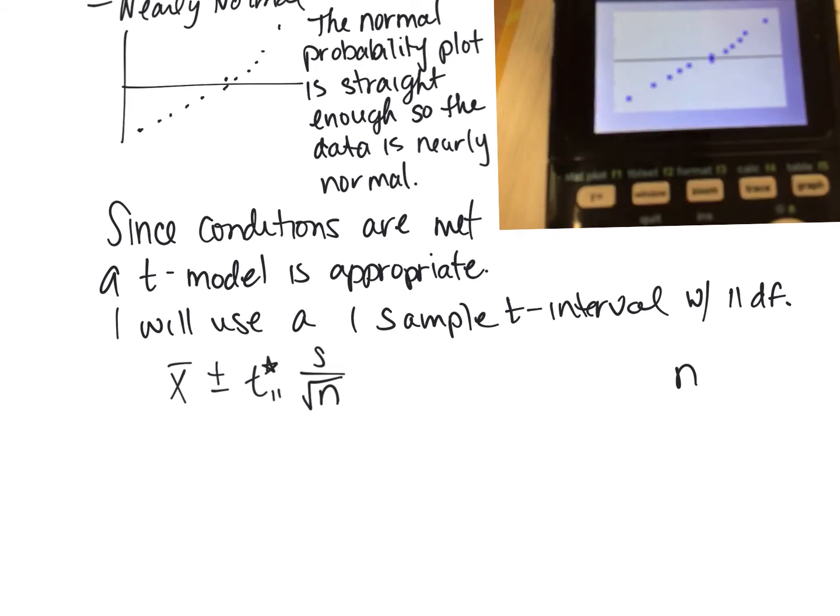Sample size n minus 1 is our degrees of freedom, which is 12 minus 1 equals 11. You need to make sure you watch yesterday's video if you were not here. Now, I don't know the mean or standard deviation, so I have to find it. How do I find it? I need to go to 1-Var Stats to find my mean and standard deviation.